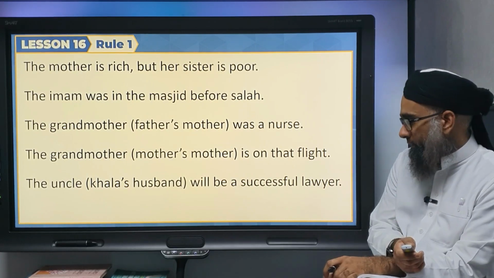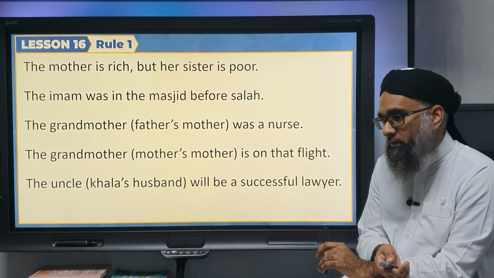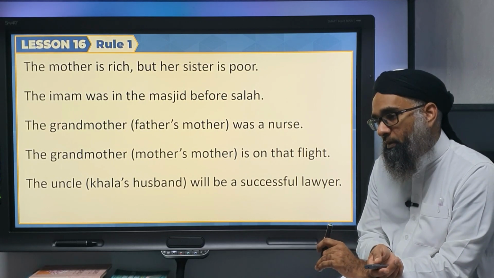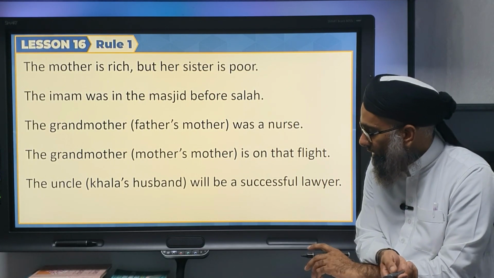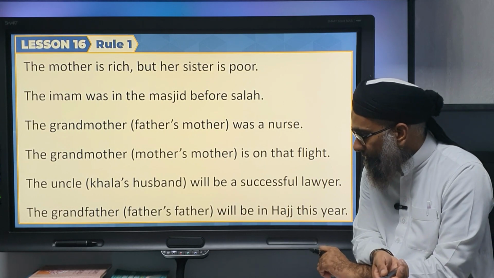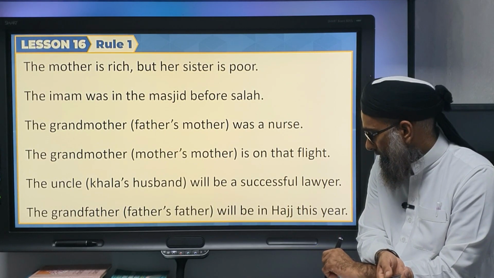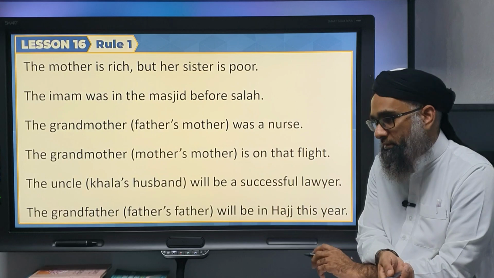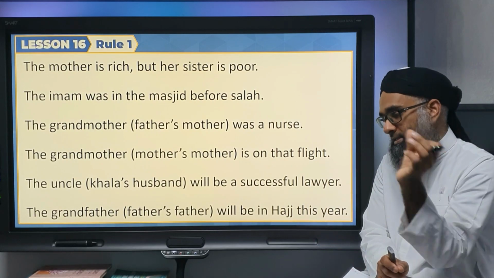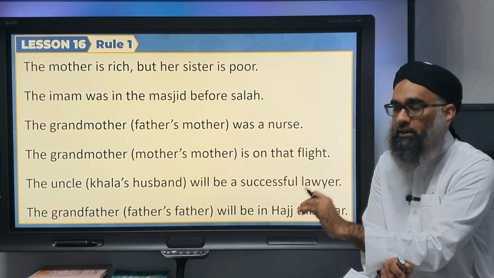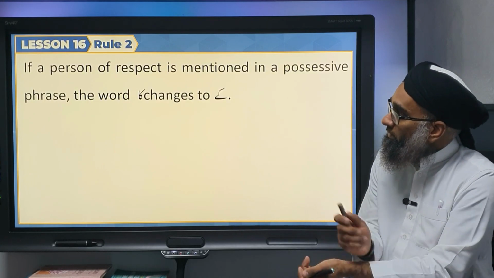Khalu kaamyaab wakeel honge. Haan, khalu kaamyaab wakeel honge. Ji. Dada hajj mein... is saal dada hajj mein honge. So you can say either Dada is saal hajj mein honge or is saal Dada hajj mein honge. You got the idea?